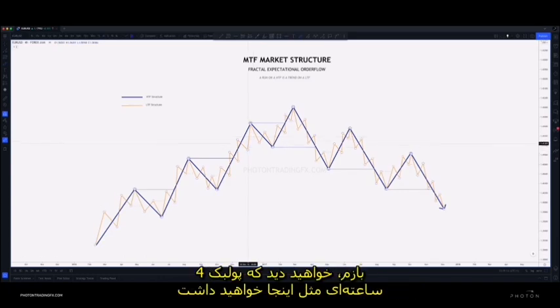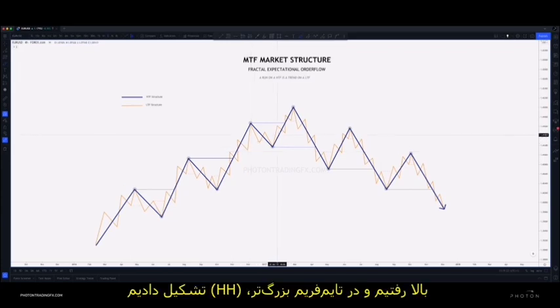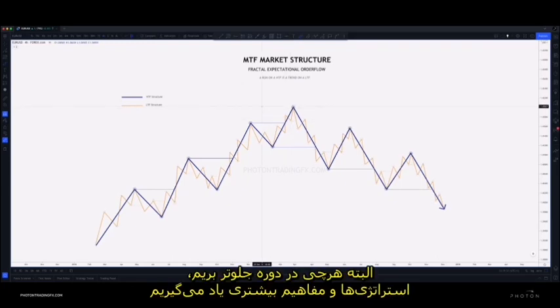So a lot of the time you will get a 4-hour pullback like here, and the M15 will never switch trend either, okay? So sometimes that will happen. And then we move up and we form a higher high on the higher time frames. And then this is again where potentially we're going to look at more confluence as we learn more concepts later in the course.